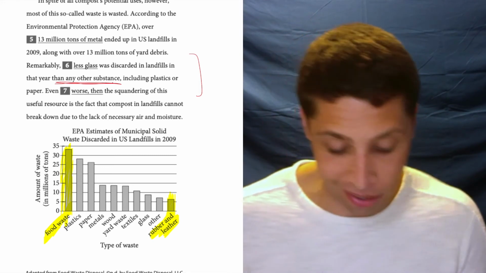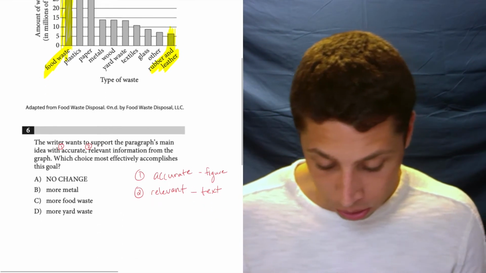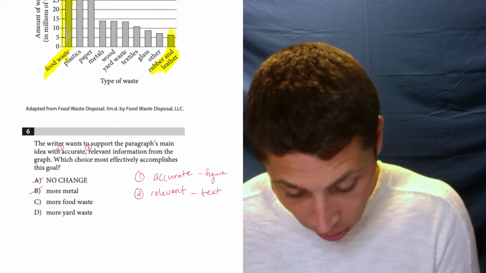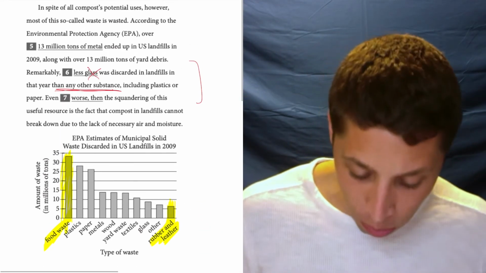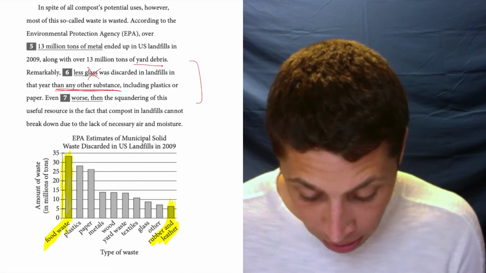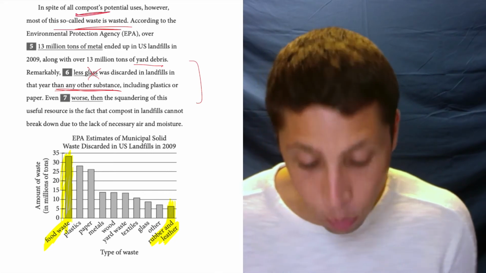So that means that glass isn't going to work, right? Glass is somewhere in the middle here. So glass doesn't work, metal doesn't work, yard waste doesn't work. So right there, it's food waste. And does that make sense? Well, what are we talking about? We're talking about yard debris. We're talking about compost and how it's wasted.